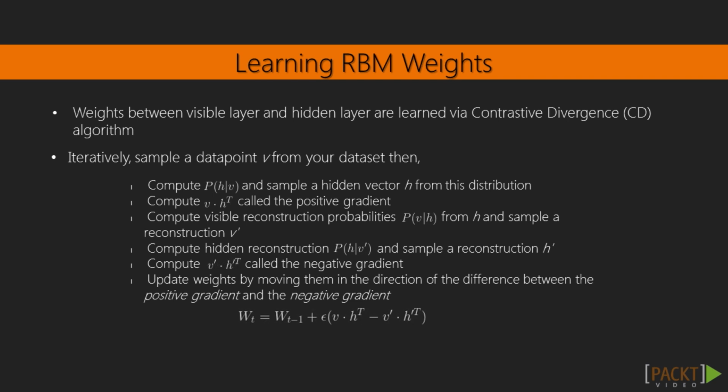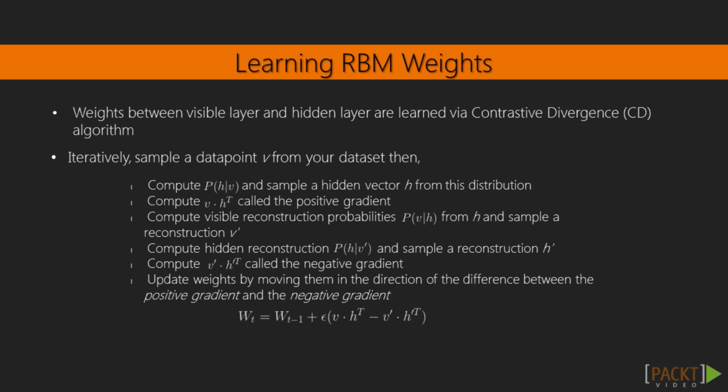We start with a randomly initialized weight matrix. The algorithm begins by sampling a data point V from the dataset. Then we perform a forward pass and generate the corresponding network hidden vector H. Then we compute what is known as the positive gradient, which is the outer product of the input vector and the hidden vector, which results in a matrix. Then, given the hidden vector that was just generated, we perform a backwards pass and generate a reconstruction of the inputs V'. Then we perform a second forward pass.